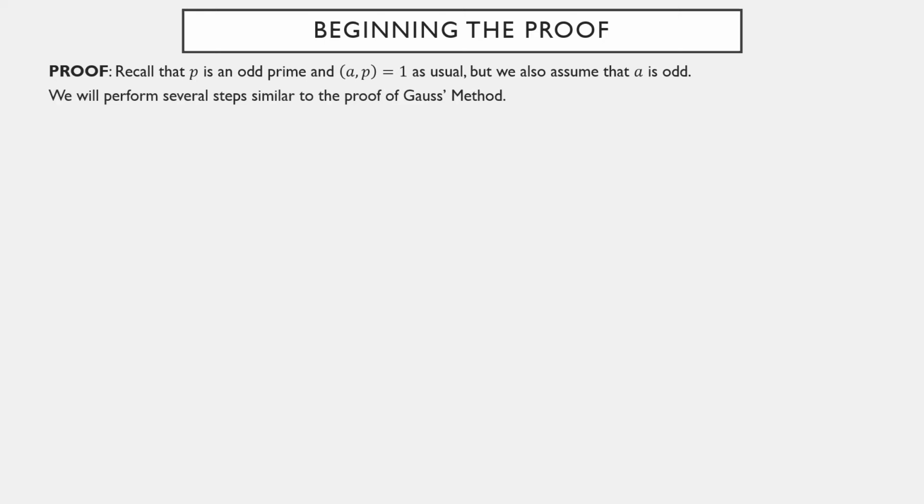So we worked through an example to get familiar with the terms in Eisenstein's lemma. Let's actually approach the proof. Remember, P is prime and odd. A is relatively prime to P, as has always been the case, but now we're also assuming that A is odd, unlike our earlier techniques. Some of the steps are going to be fairly similar to Gauss's method.